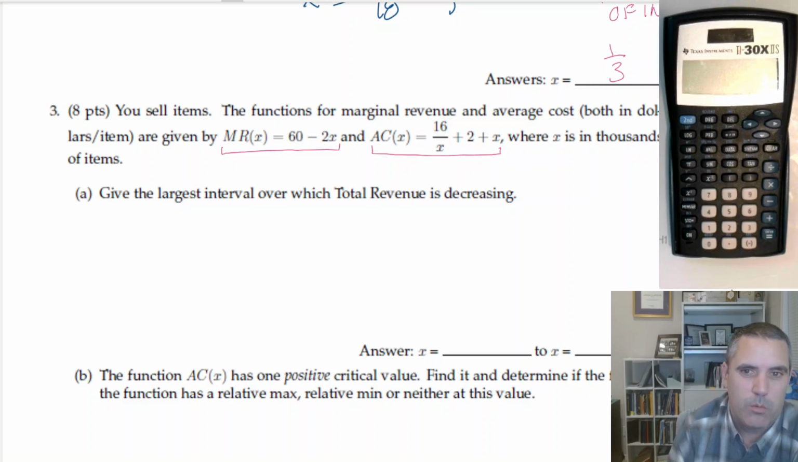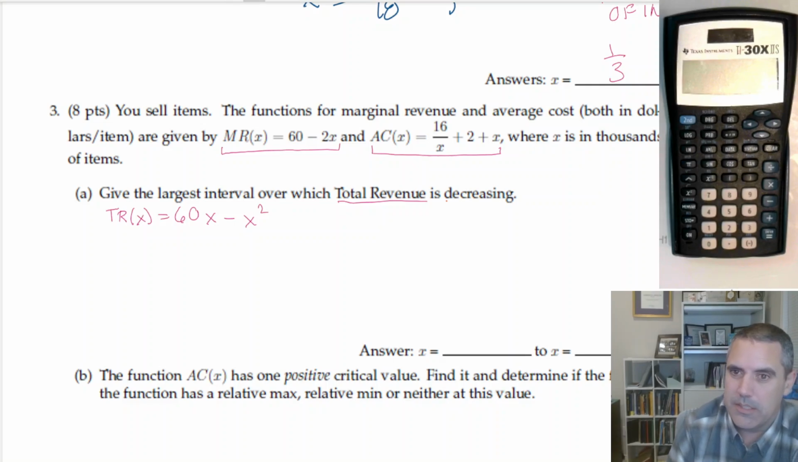So step 1, what is the function it's asking about? It's asking about total revenue. So some people did stuff they kind of didn't need to do, but it doesn't hurt. You could integrate and get that total revenue is this. It doesn't hurt to do that. It's good to write what your function is. That's where we're starting for this part.